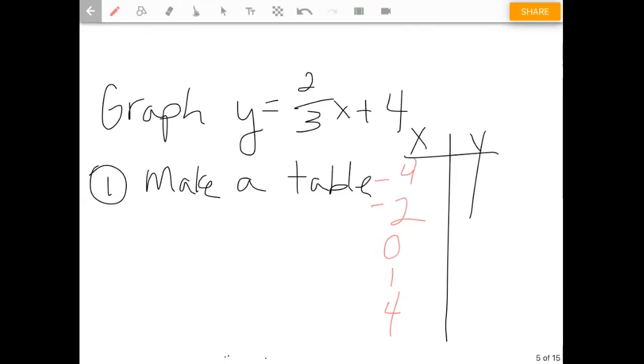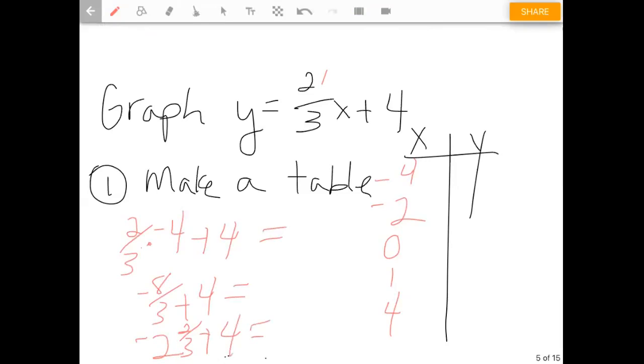So then all you're going to do is you're going to plug those values into your equation. So if x is negative 4, we would do 2/3, and we're going to replace x with negative 4. So we do 2/3 times negative 4 plus 4, and see what that comes out to be. Well, that'd be negative 8/3 plus 4. Negative 8/3 is negative 2 2/3, plus 4, and that would be 1 1/3. So if we plug in negative 4, we get 1 1/3.